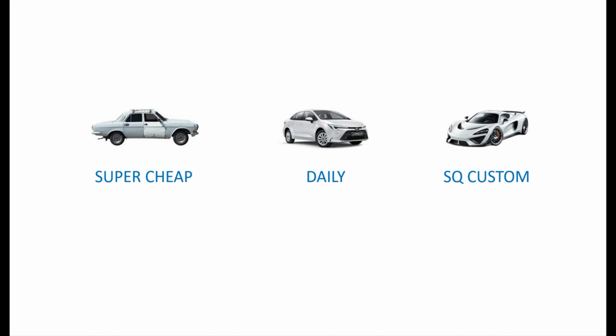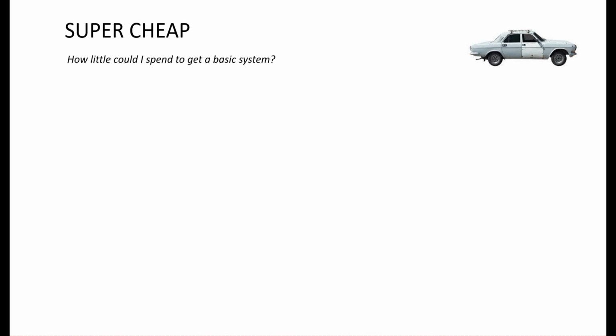Okay, so let's take a look at 3 different systems. So we're going to look at a super cheap budget system. So what's the minimum amount that I would need to spend to get into a car audio system. At the other end of the spectrum, we're going to look at a competition level full custom SQ build, and then something in the middle, right? Like a daily, solid, good sounding system, that doesn't have the price tag of a full SQ custom build, right? And we'll start with the super cheap project first.